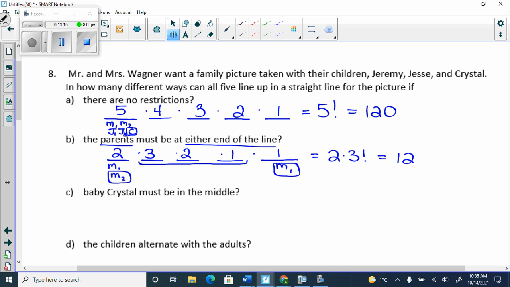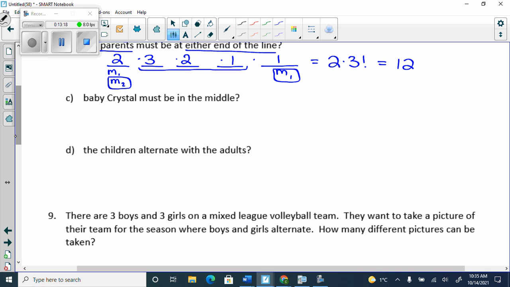Now, I want you to do C and D. Try them out. Baby Crystal must be in the middle. I am the baby of the family. I'm just old now. And then D, the children alternate with adults. So try. Okay, baby Crystal must be in the middle. So what do I do? I say, hey, Crystal, go to the middle.